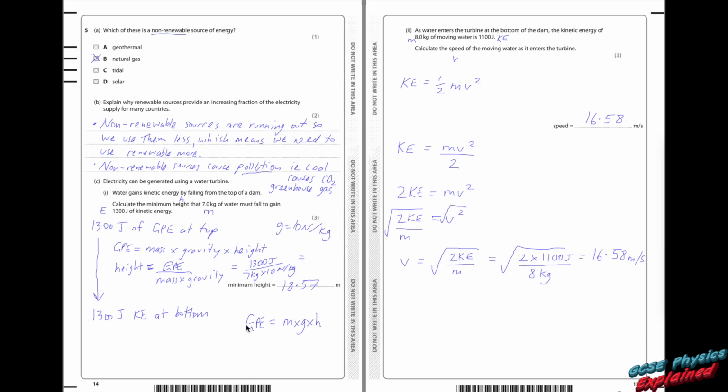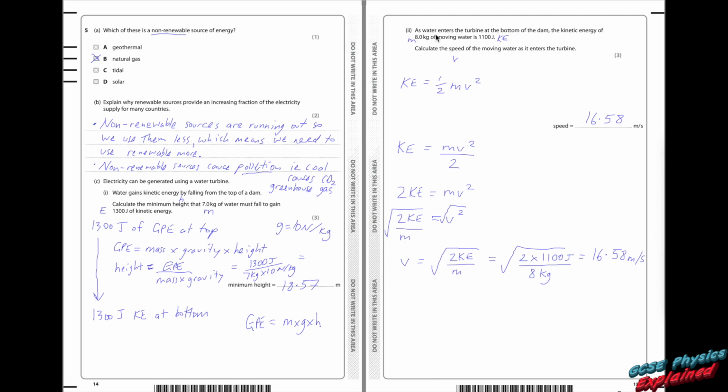Now, the equation for gravitational potential energy is mgh, which is mass times by gravity times by height. We know that gravity on Earth is 10 newtons per kilogram. They won't give you that. They expect you to know that. Now, let's rearrange that equation. So we've got height equals GPE over the mass times by the gravity. Put the numbers in. Out comes the answer, 18.57 metres. That's how far the water has to fall in order to have that much energy at the bottom.